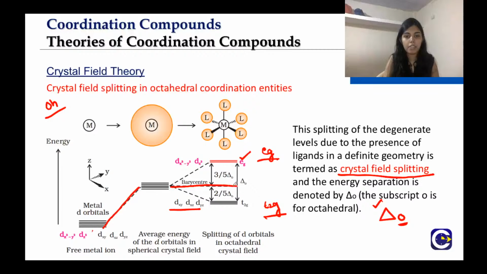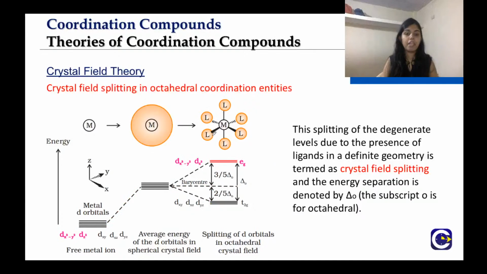This is the barycenter, right? From here to Eg, the energy difference will be 3 by 5 delta O. And this much energy corresponds to 2 by 5 delta O. These are very important. You have to remember this by heart.